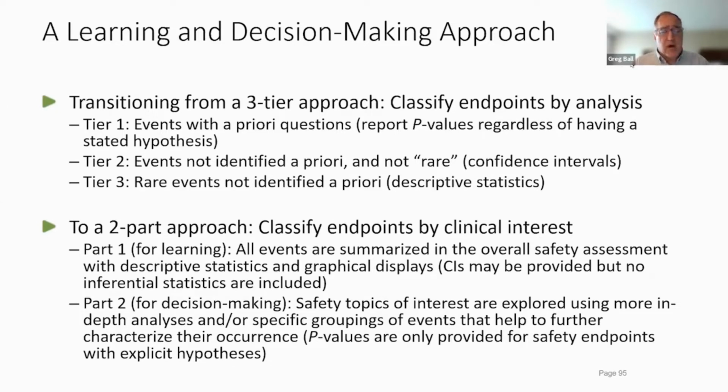Well, that's just a mathematical artifact. It doesn't really say anything about the clinical significance of these events. So we're moving to a two-part approach, where in part 1, we look at everything because you can't not look at something in safety. Something unexpected could emerge. And part 2, for decision-making, we focus on safety topics of interest, and we look at these more closely. And we only use p-values the way they're designed to be used with hypothesis tests. So have one or a small number of p-values. Next slide, please.